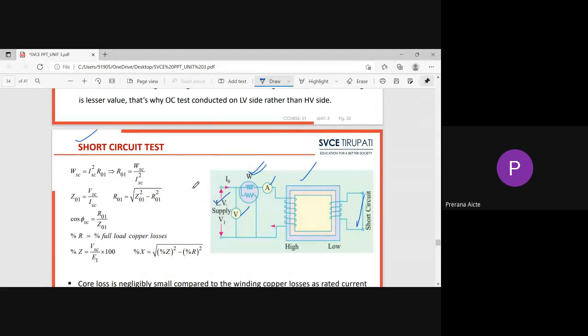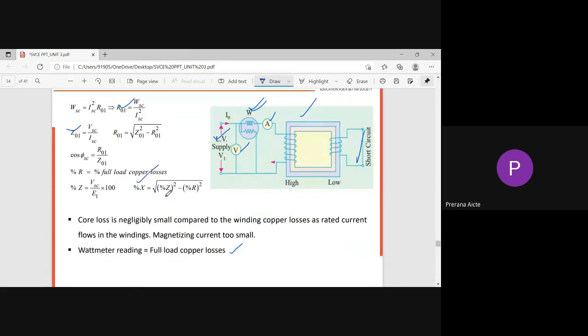So here, what are the parameters? Here we obtain the shunt branch parameters R naught and X naught. This is the X naught value.